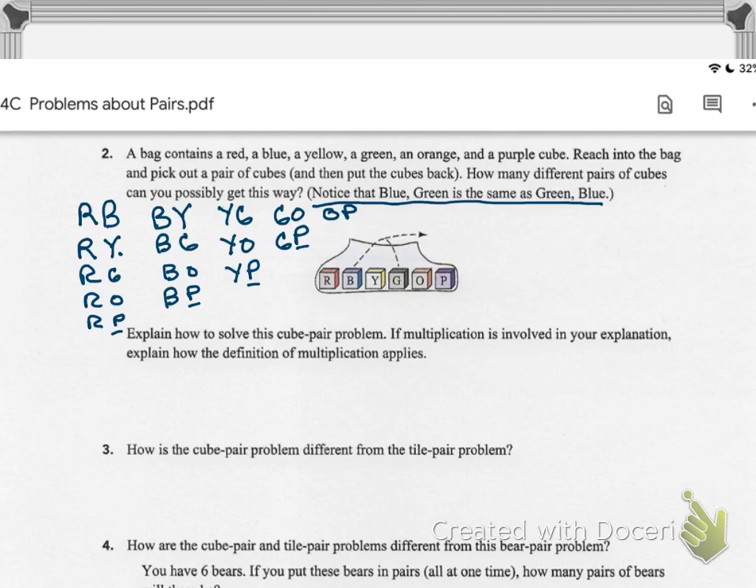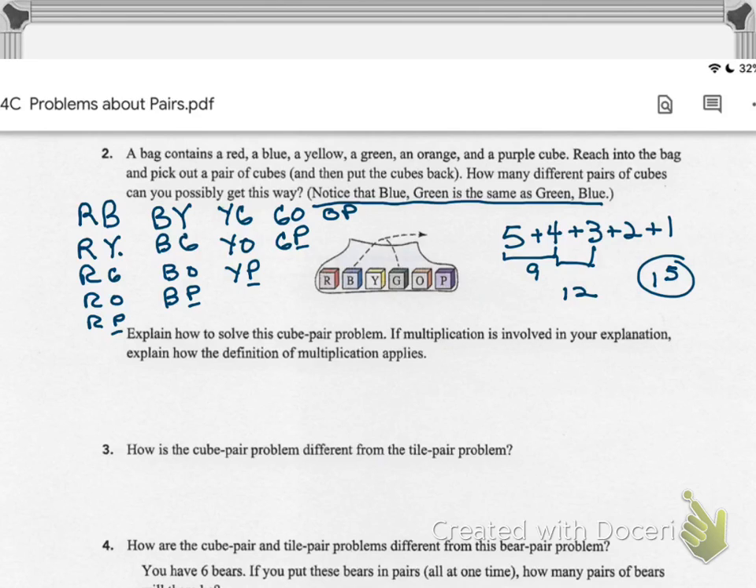Notice that I don't have equal columns, so I can't really use multiplication. The first column has 5 possibilities. The second one has 4. The next one has 3, followed by 2, followed by 1. So 5 plus 4 is 9. 9 and 3 more makes 12. Plus 2 is 14. Plus 1 more is 15. So 15 is the possible pairings I get this time.